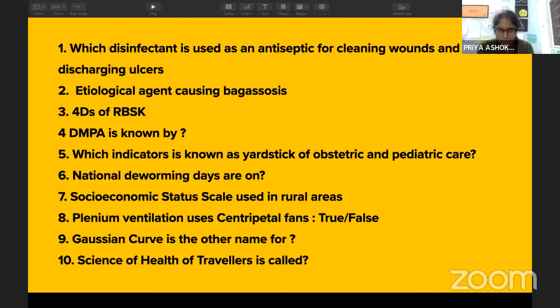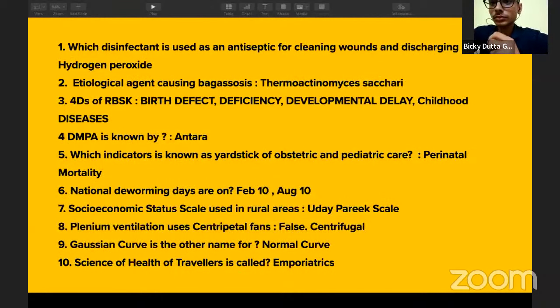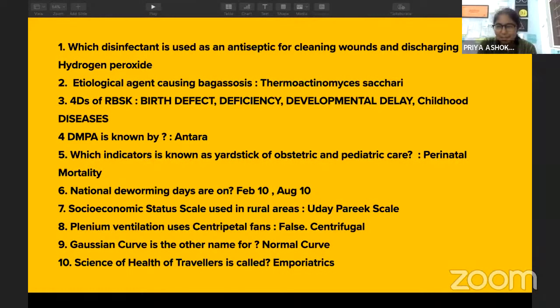First one is sodium... betadine. I won't consider it, but fine. Okay, so let's see. First one is hydrogen peroxide, something that we commonly use in wards for wounds and discharging ulcers. Then, you're right about using povidone iodine, but it's actually hydrogen peroxide for discharging ulcers and stuff to clean that. Then, the etiological agent causing bagassosis is Thermoactinomyces sacchari.